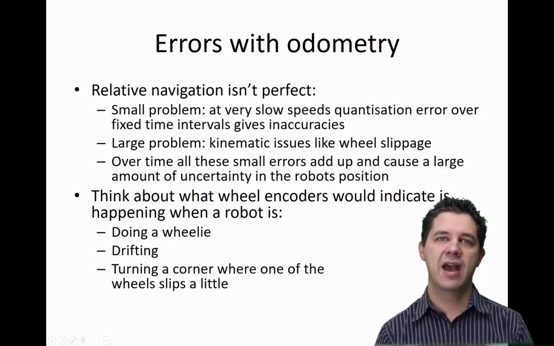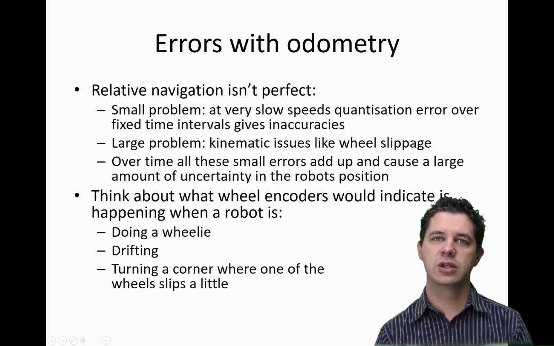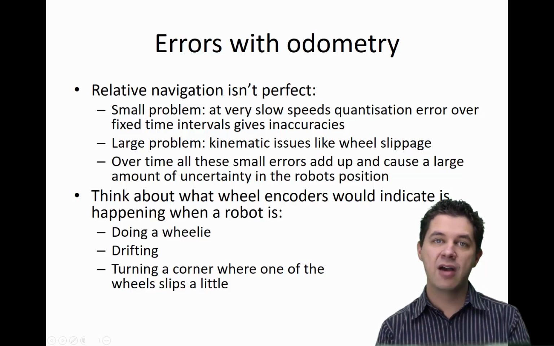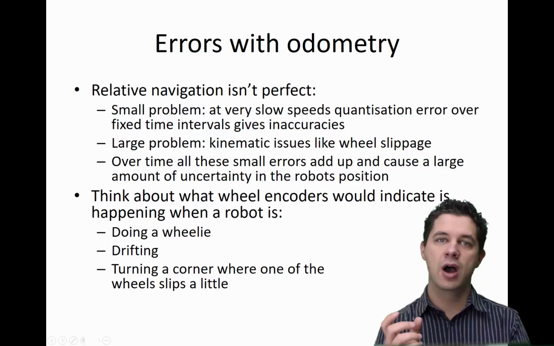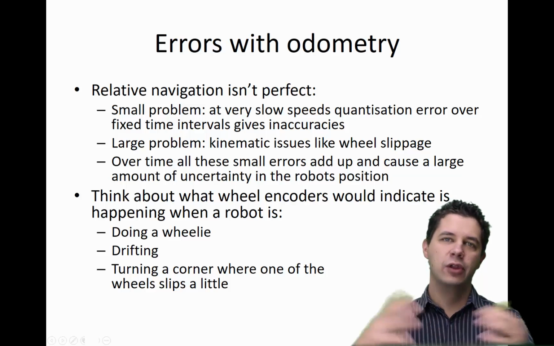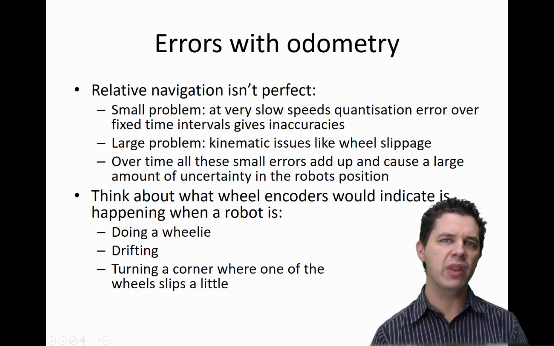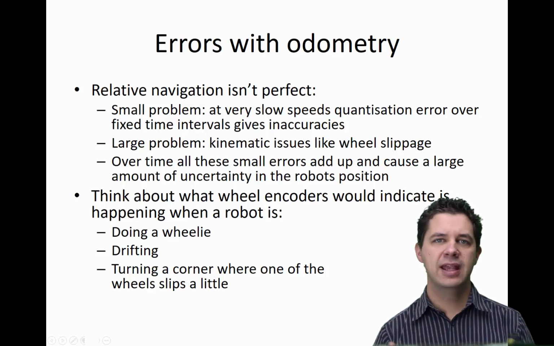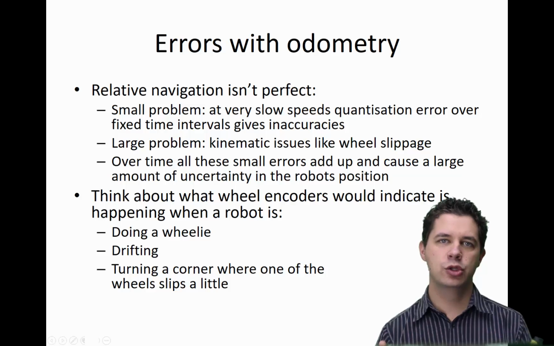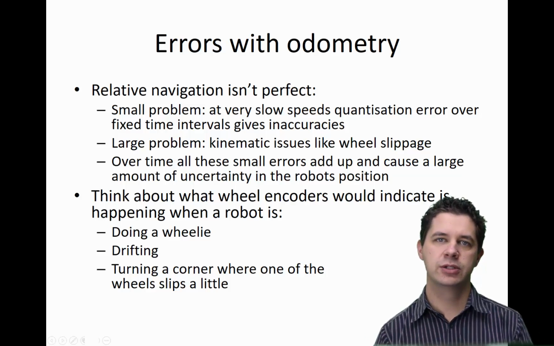Now we need to recognise that relative navigation, particularly in the form of odometry, isn't perfect. So one small problem that we have is when we're at very slow speeds, we have quantization error over these fixed time intervals. Where we're moving very, very slowly, we're only going to have a few counts over a time interval. When we're going quickly, we'll have lots and lots of counts, and we won't have that sort of an issue.